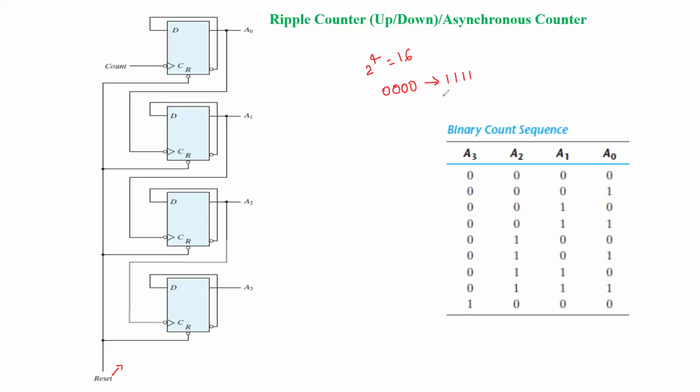So this counting will be from 0 to 15. Again, it will go back to 0, and again it will start the counting. Whereas when we talk about the down counters, there will be a change in the connection.